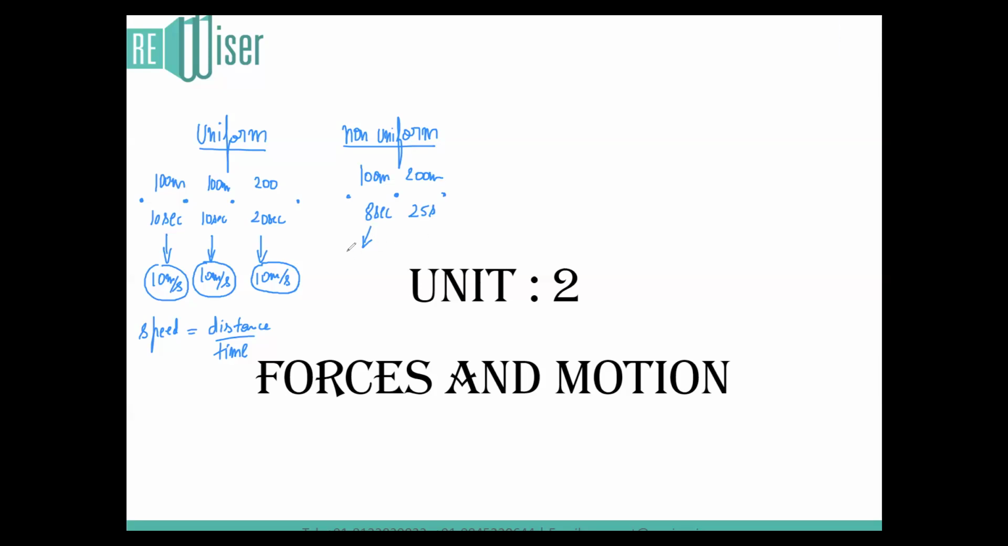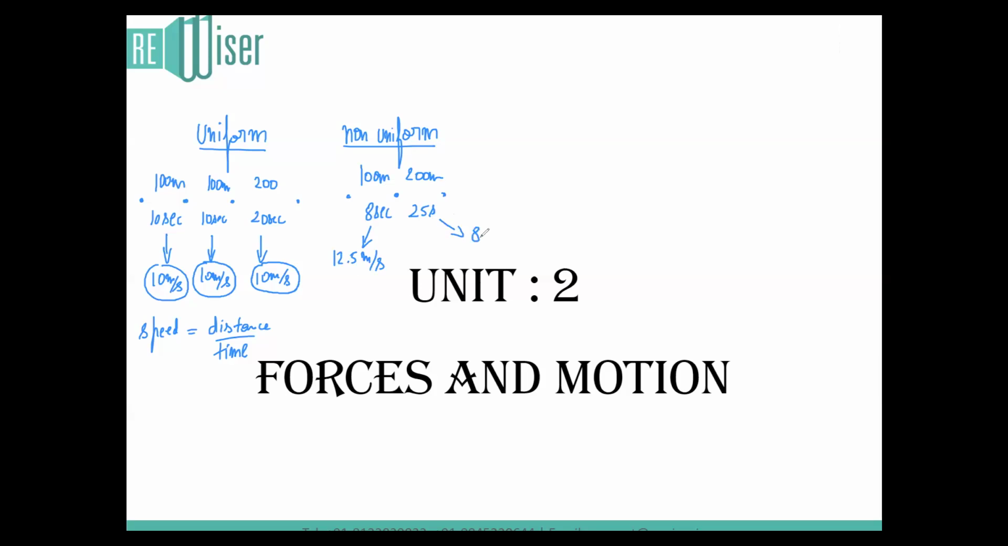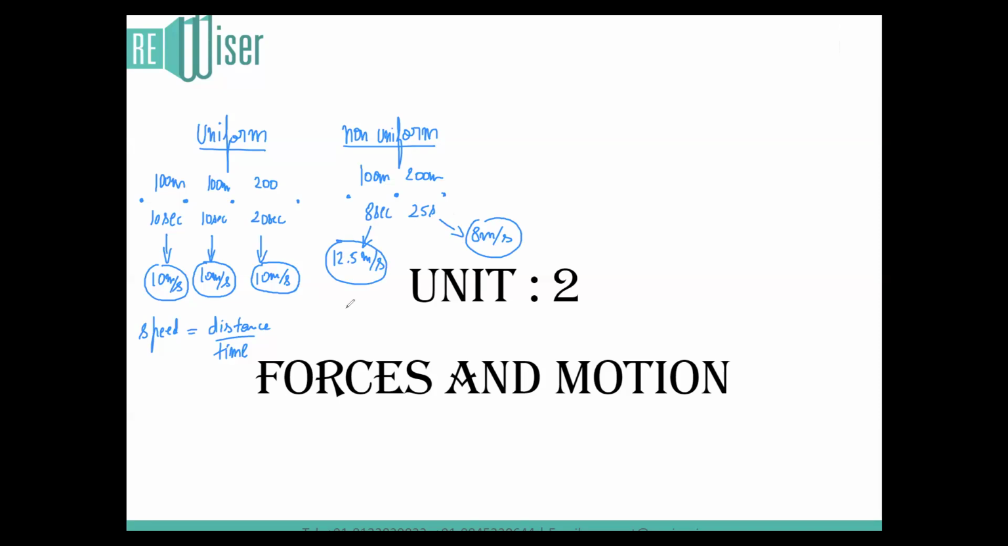100 by 8 is 12.5. Okay. In the second interval, what is the speed? 8 meter per second. So the speed is different in each interval, giving you the sense of non-uniform motion. Clear? Yes. So let's look at speed to begin with.